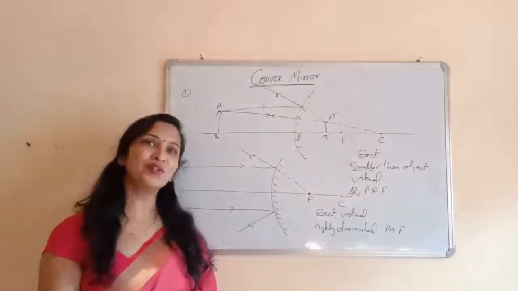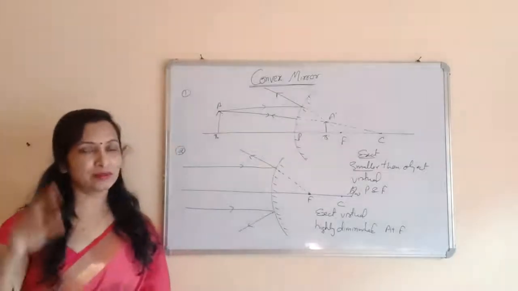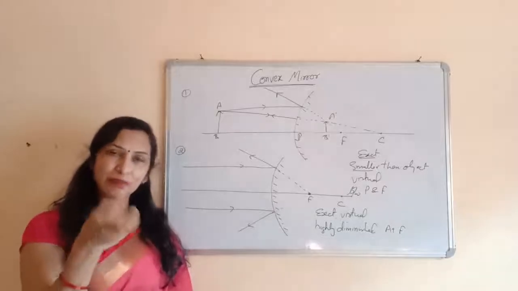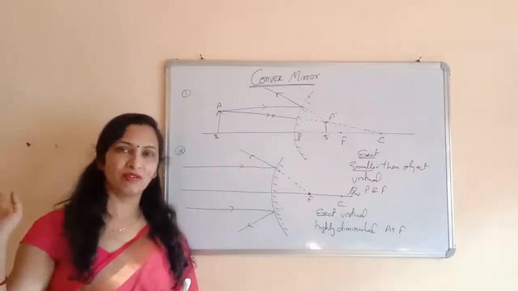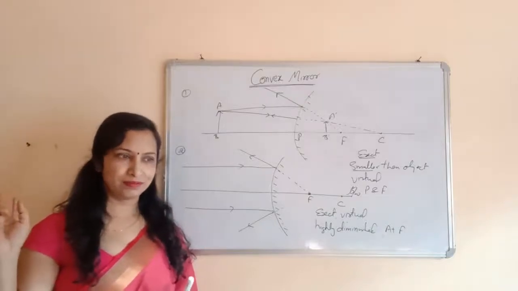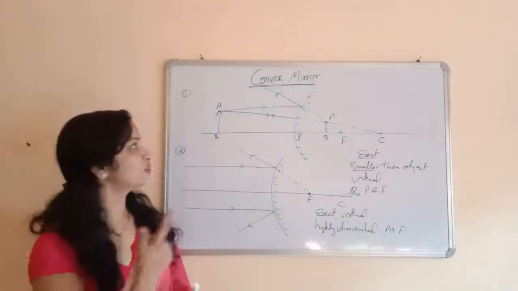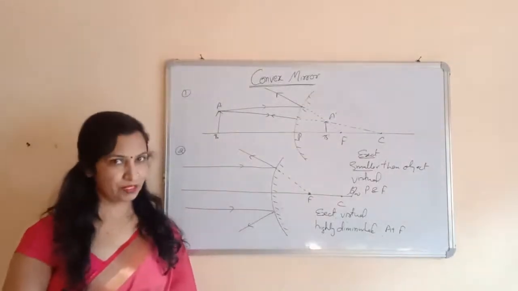And why don't we use the concave mirror? Just think about the nature of the image formed by the concave mirror. It forms inverted images. Inverted means upside down. So all the objects coming behind us would appear upside down. So that's why we use the convex mirror as a rear view mirror. So these are the uses of the convex mirror.